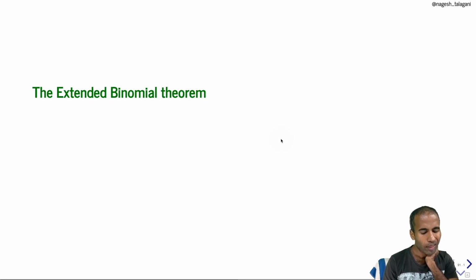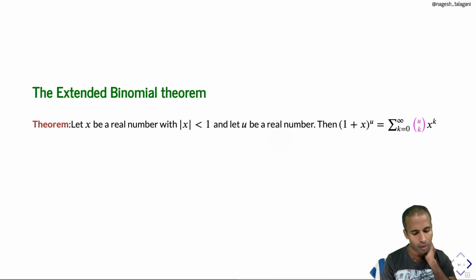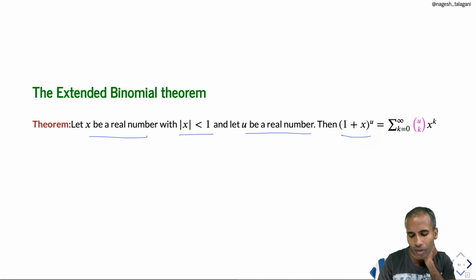Extended binomial theorem. Let x be a real number with mod x less than 1 and u be a real number. Then the expansion of 1 plus x whole to the power of u is going to be summation k equal to 0 to infinity u choose k times x to the power of k.